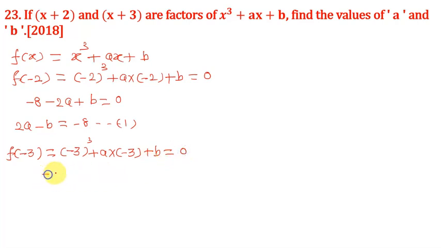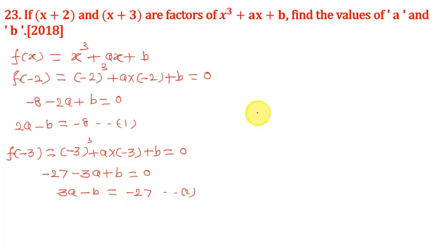Minus 3 cube means what? Minus 27 minus 3a plus b is equal to 0. And hence here, if we shift these two terms to the right hand side, they change their sign. Minus 3a, minus 27 will become 3a, plus b will become minus b, and that is equal to minus 27. And this is the second one.